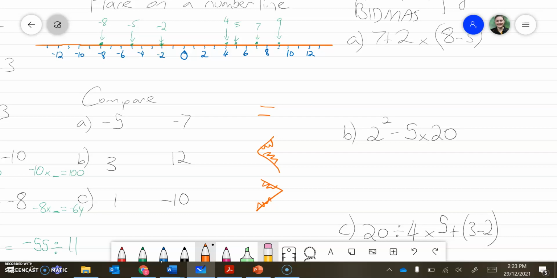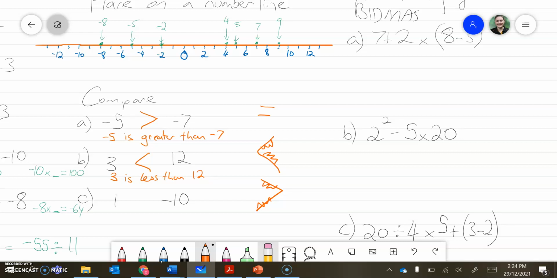So which one is further away from 0? That's negative 7. That means that it's smaller. So we want to have our crocodile eating negative 5. So this reads that negative 5 is greater than negative 7. We look at 3 and 12, which is bigger? 12. So if we read that from left to right, 3 is less than 12.